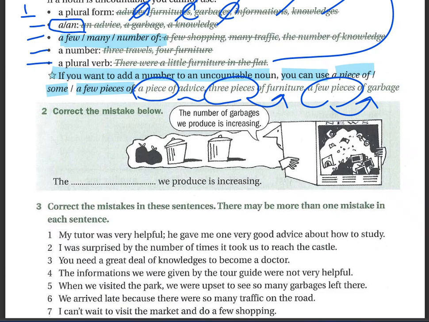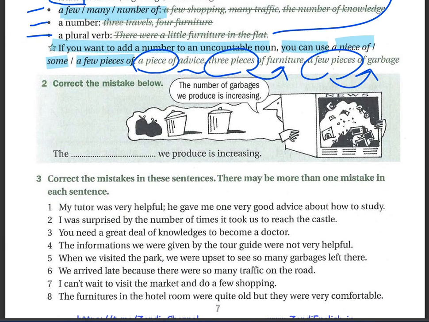Very good, very good. So, question 2. Correct the mistake below. "The number of garbages we produce is increasing." What do you think? Very good. Garbage is uncountable, so garbages is not correct. You should write garbage.